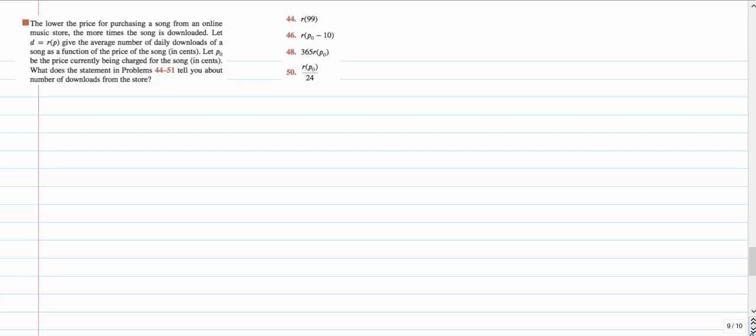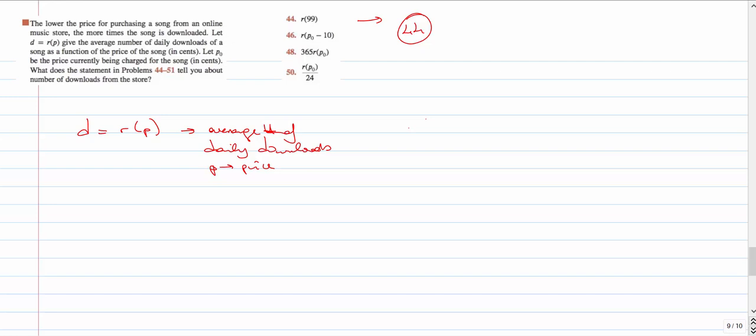These are problems 44, 46. What happens is D, R of P gives the average number of daily downloads of a song as a function of the price. P is here the price as my independent variable. So then what does R of 99 mean?